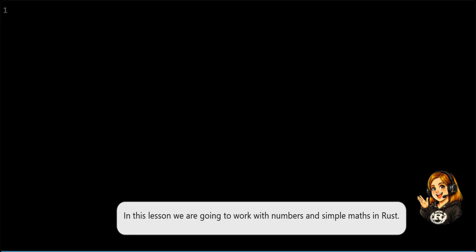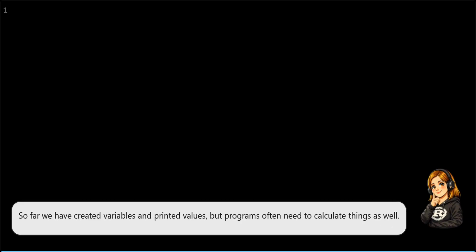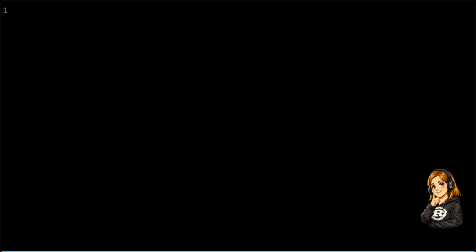In this lesson, we are going to work with numbers and simple maths in Rust. So far, we have created variables and printed values, but programs often need to calculate things as well. For example, we might want to add up a score, calculate a total cost, or work out how much time has passed. To do this, Rust gives us operators that allow us to perform mathematical calculations.